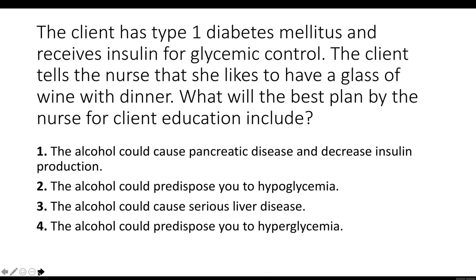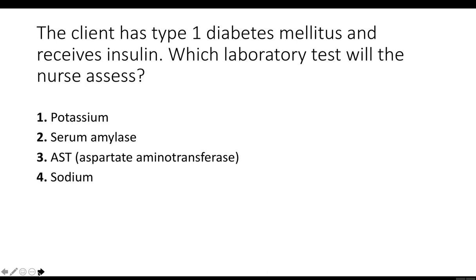Alcohol can potentiate hypoglycemic effects in the patient. It can cause pancreatic disease, but the client's pancreas is not producing any insulin currently. Alcohol can cause liver disease, but the more immediate concern is the hypoglycemia. Alcohol can potentiate hypoglycemic, not hyperglycemic effects in the blood. Answer to this one is 1.